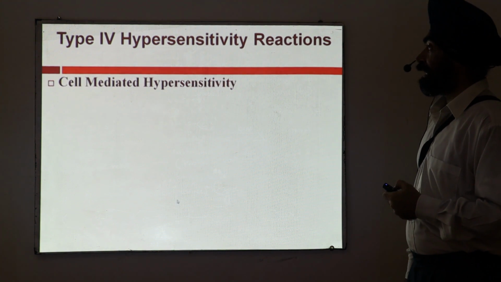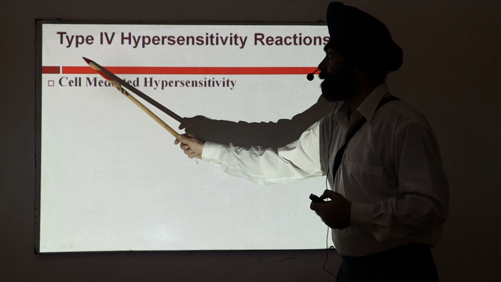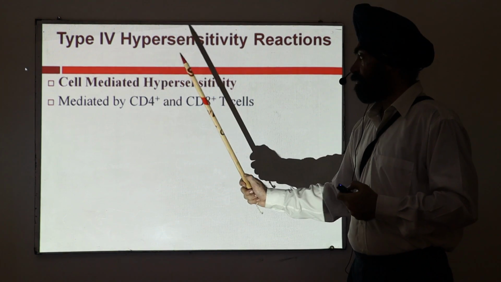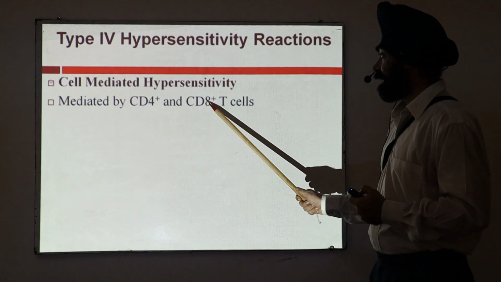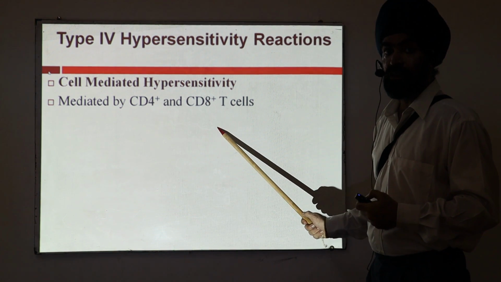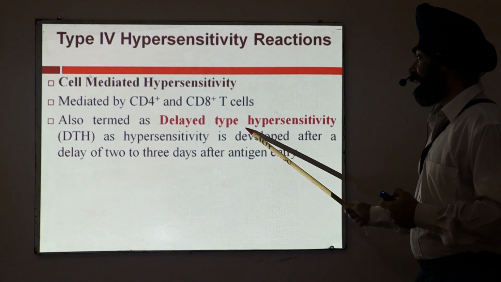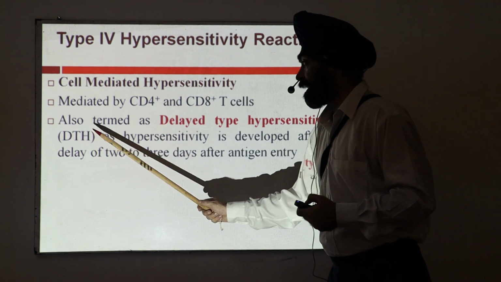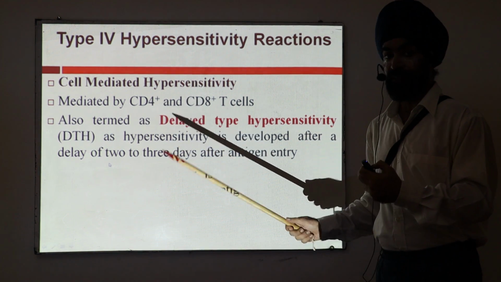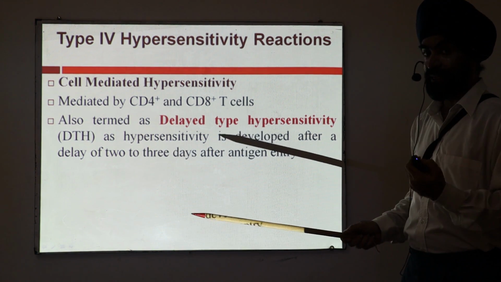Coming down to the fourth type of the hypersensitivity. Now, as I told, this is different from type 1, 2 and 3 because it is cell-mediated. Earlier they were antibody-mediated. So, cell-mediated means it involves the CD4 plus cells and CD8 plus T cells. CD4 are called helper T cells, and CD8 are called cytotoxic or killer T cells. So these reactions are also called delayed type hypersensitivity, DTH. The reason is that in comparison to antibody reactions, these are relatively slower processes. They take a certain period of time, 2 to 3 days after the antigen entry.